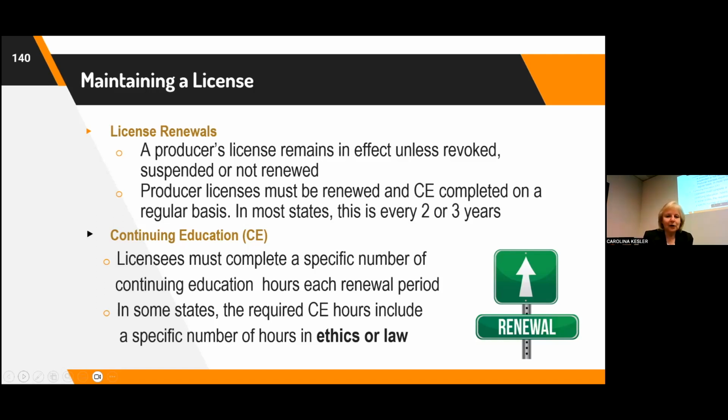It's easy. So your CE licensees must complete a specific number of continuing education hours each renewal period. In California, every 2 years. In some states, the required hours include a specific number of hours in ethics. Ours requires 3 hours every licensing period. So, and like I said, it's not butt-in-the-chair hours, it's credit hours.